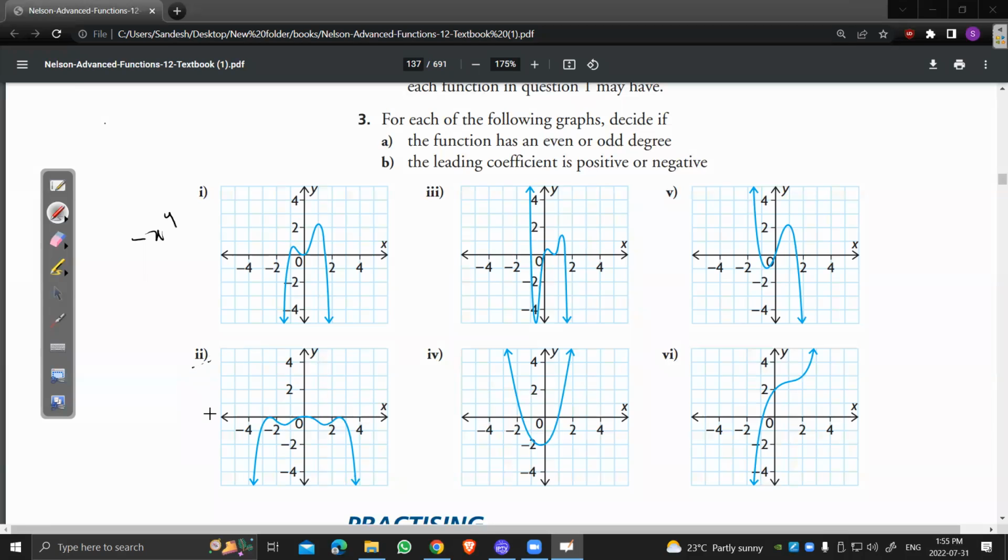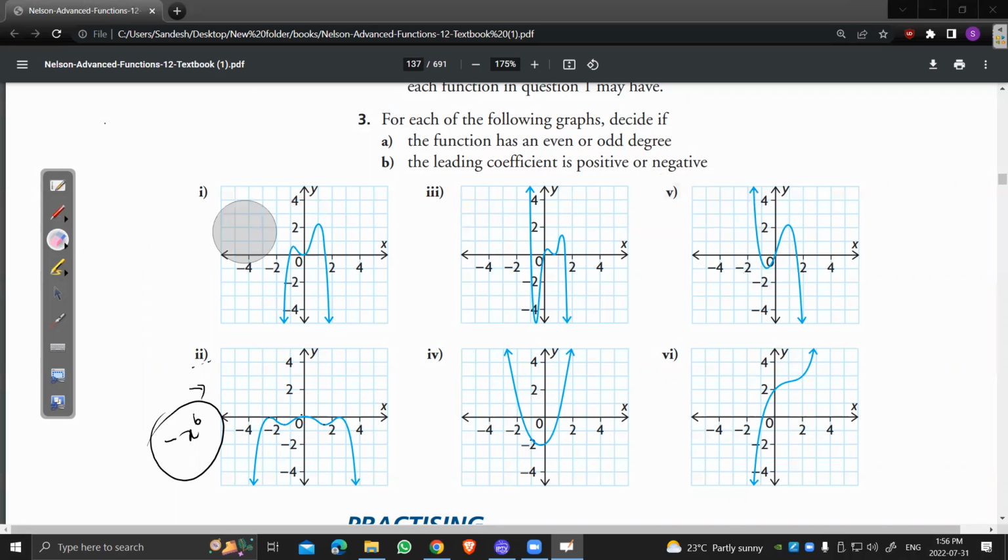Let's look at the second one. Odd or even? Even. Yeah, good. Up or down, positive or negative? Negative. Yeah, that is literally all. How many turning points? 1, 2, 3, 4, 5 turning points. So this could be minus x^6, I don't know. The third one, even or odd? Odd. Yes. Positive or negative? Negative. Good. Fourth one, even or odd? Even? Yeah, positive. That one's obvious.